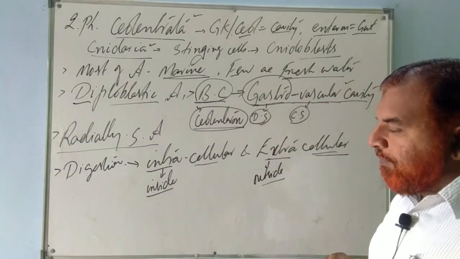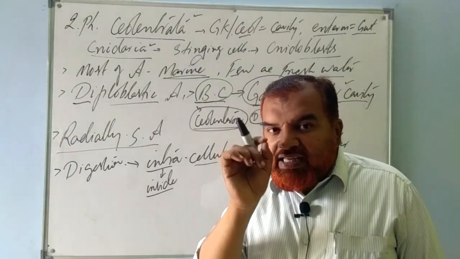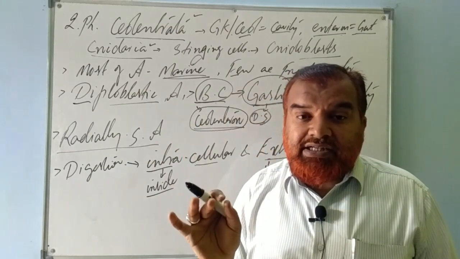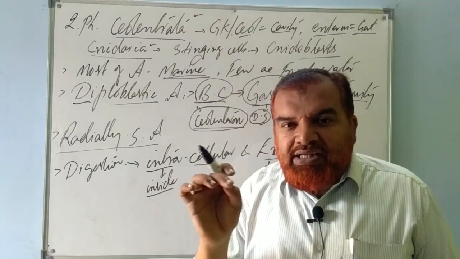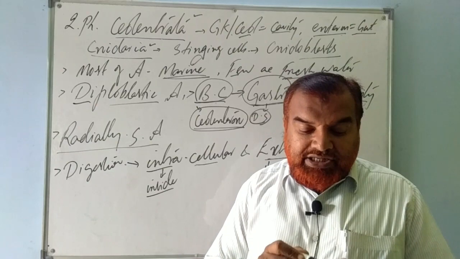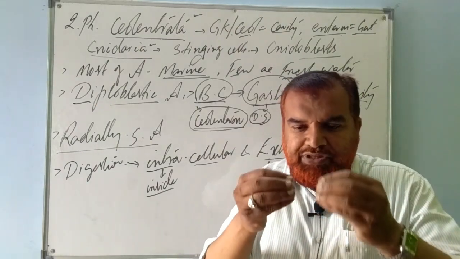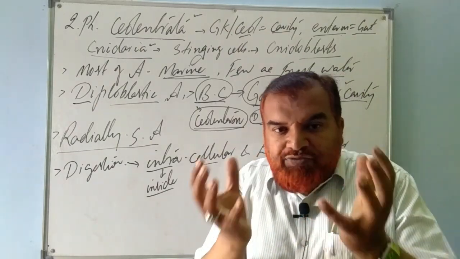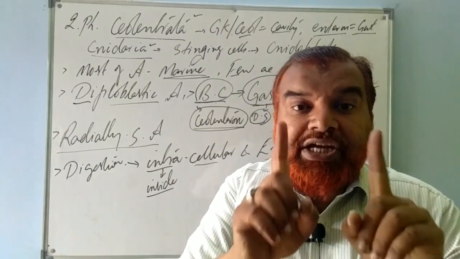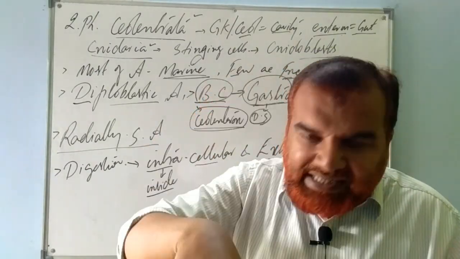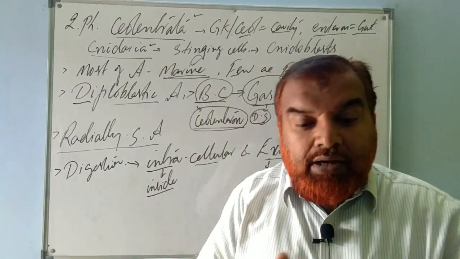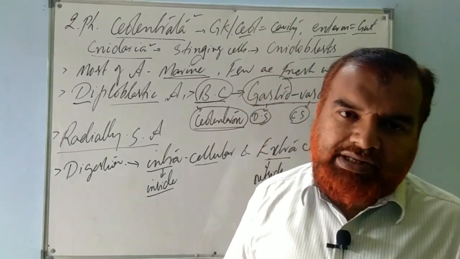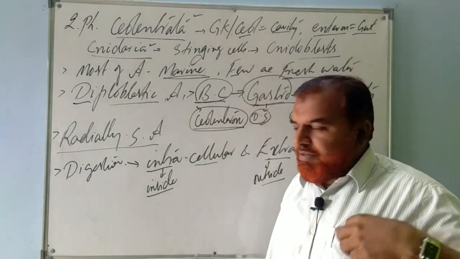One more word is there, intercellular. Inter. Intercellular means in between the cells. There are two cells here, and in between these is intercellular. Inside the cell, intracellular. Outside the cell, extracellular. I hope the terminology is clear.